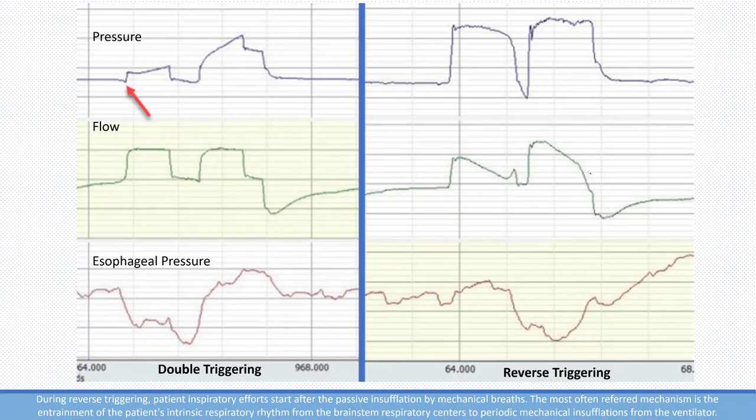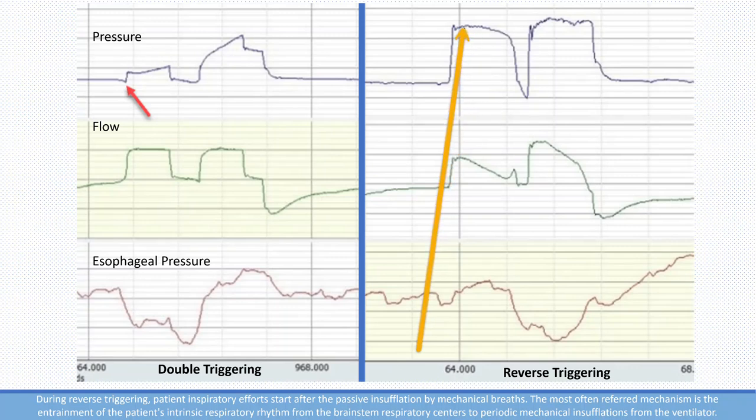Now let's move to reverse triggering. On the right side here, take a look at the esophageal pressure, and this is where the first breath is initiated. You can see that there is no negative deflection and the machine is triggered. If you correlate this with the pressure, you will see that there is no decreased pressure compared to this one. So the pressure did not decrease inside the chest, indicating that this breath is time triggered. This is a machine delivered breath.